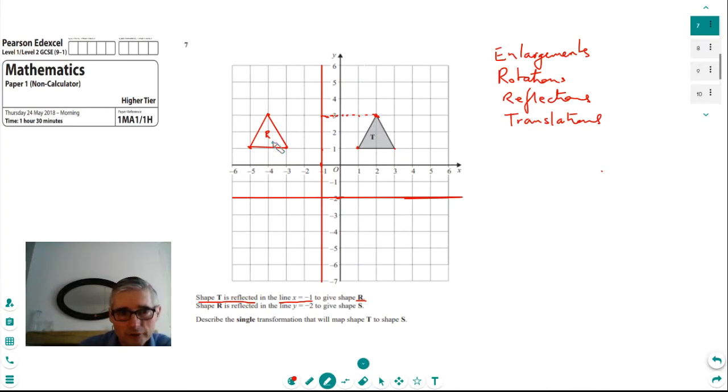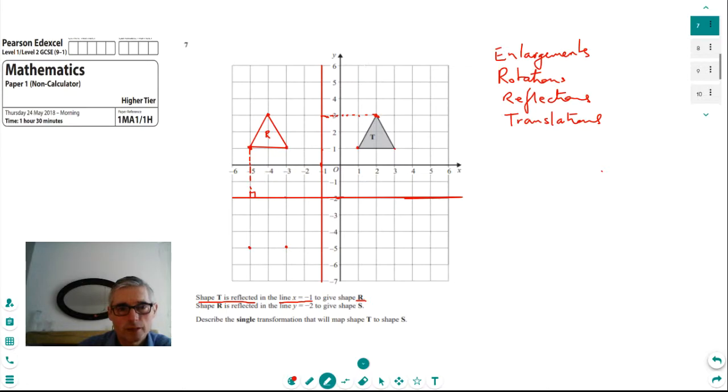If we reflect R in this line, we again do the same process, taking one of the points here. We can see that we've crossed 3 squares to get to the line, and it's got to be at right angles that we're crossing this line, and we'll go exactly the same distance on the other side of it. So our new shape would have a corner there. We'll do the same with this point. It's 1, 2, 3 squares to the line, and then 3 squares on the opposite side. So that's going to take us to there.